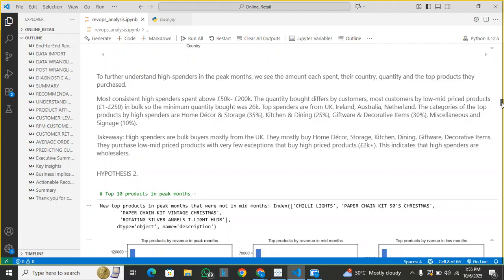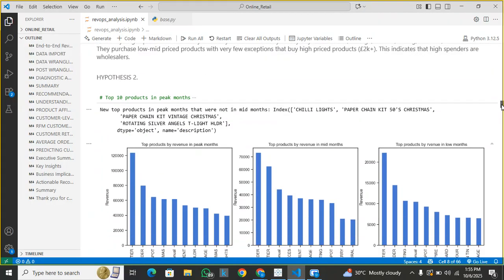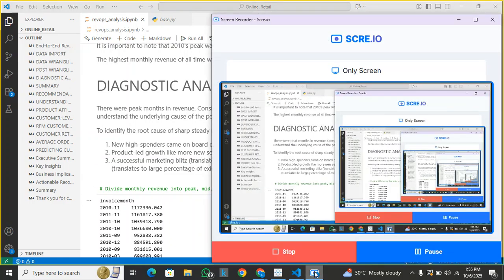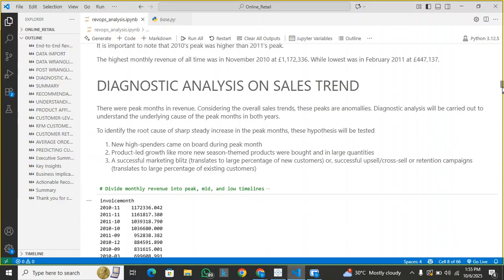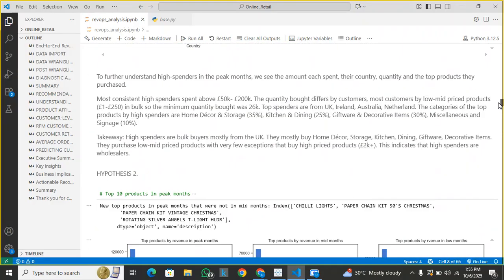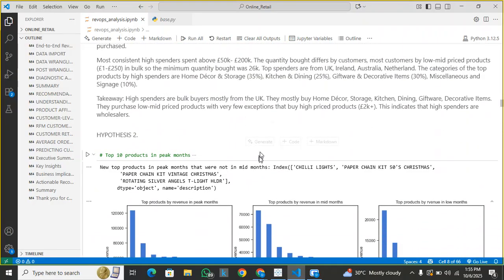So for hypothesis two, it states that there was product led growth, like more new season themed products were bought in large quantities. Excuse me. So I want to see if that is true, if more new season themed products came on board and if they were bought in large quantity.